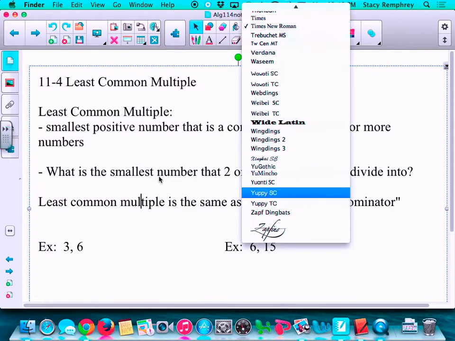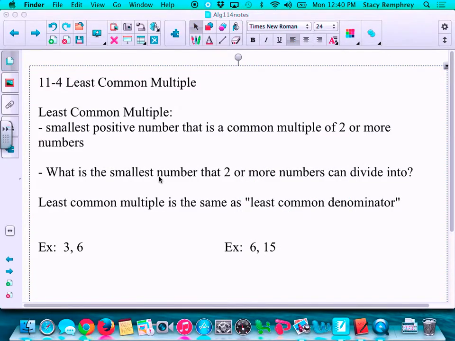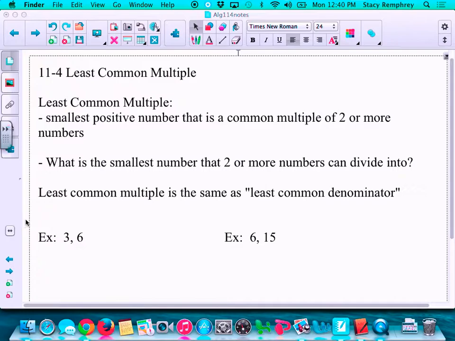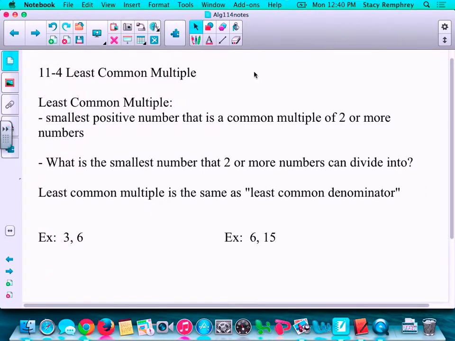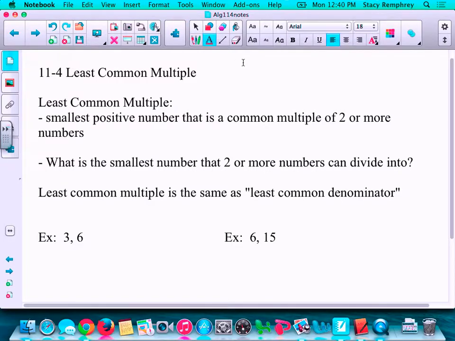Okay, what we have here is the 11 notes on least common multiple. Now, multiples you've done before, you may not remember you've done them, but you have done them before. A multiple is, for example, the multiples of 3 are 3, 6, 9, 12, 15, 18, 21, etc. If you look at the multiples of, let's say, 5, those would be 5, 10, 15, 20, 25, 30, and so on.